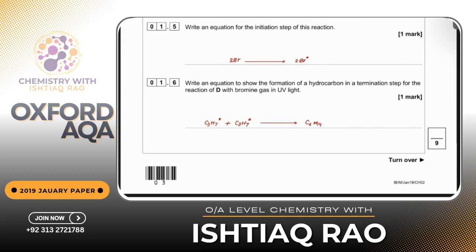We have different equations in termination. We can also write this equation, but in the question, what's the requirement? They are saying formation of a hydrocarbon. This is not a hydrocarbon. This is a halogenoalkane. So that's why I have written this equation.